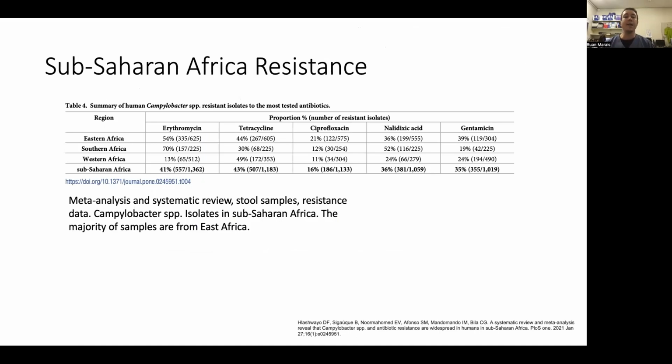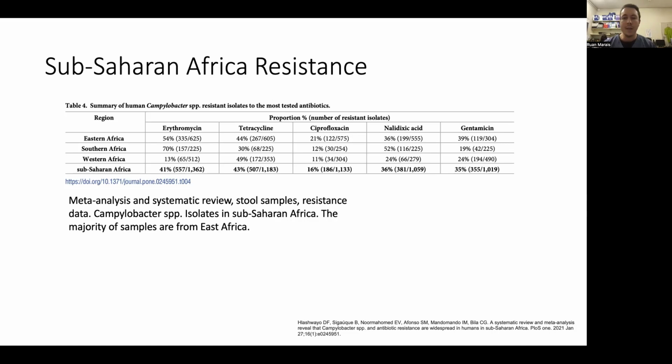And then a meta-analysis and systematic review of stool samples in sub-Saharan Africa, with the majority coming from East Africa, again found quite a lot of resistance for erythromycin, and less so for ciprofloxacin, and also quite high resistance for gentamicin. So I looked into this data specifically, but unfortunately they didn't mention in this study which criteria they used for determining resistance. But most of these isolates were Campylobacter jejuni. So yeah, I found that quite interesting.